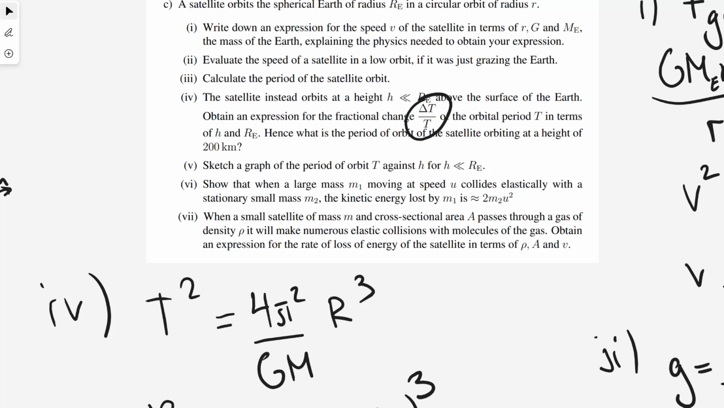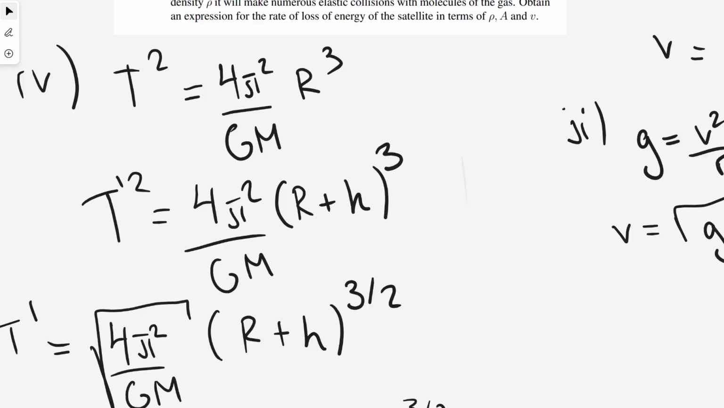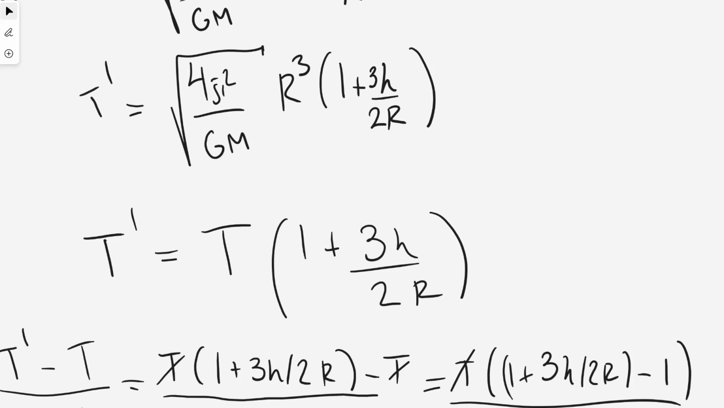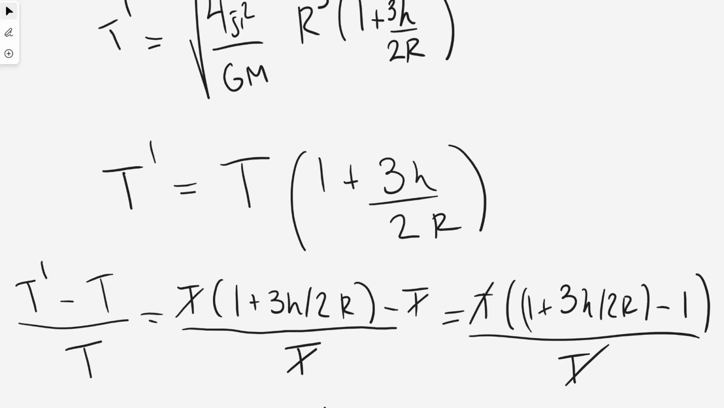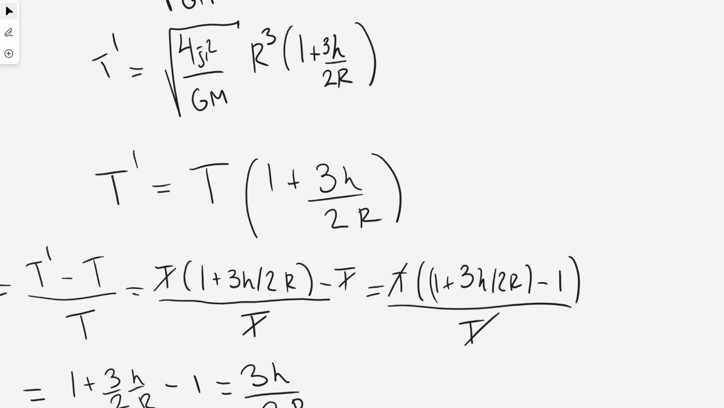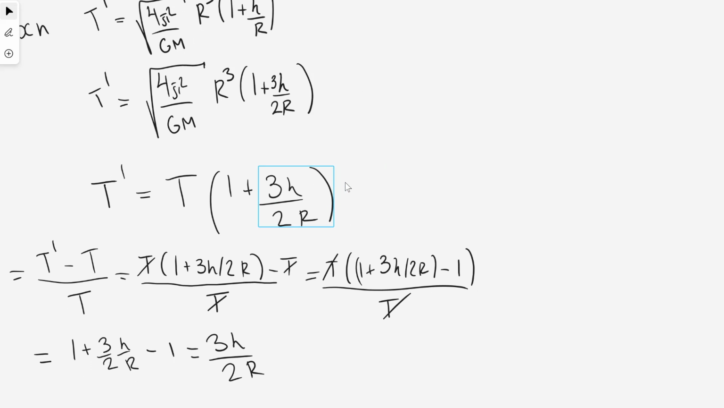Okay, so for part 5, we need to sketch a graph of the period of the orbit T against h, assuming once again that h is significantly smaller than the radius of the Earth. Well, this is going to be some interesting y equals mx plus c analysis. Let's see how those things are actually related. So T prime, the time period at height h, is what we're going to be plotting on the y-axis, and it is equal to T, which is kind of a constant, plus 3h over 2r. Well, let's just focus on this equation here.